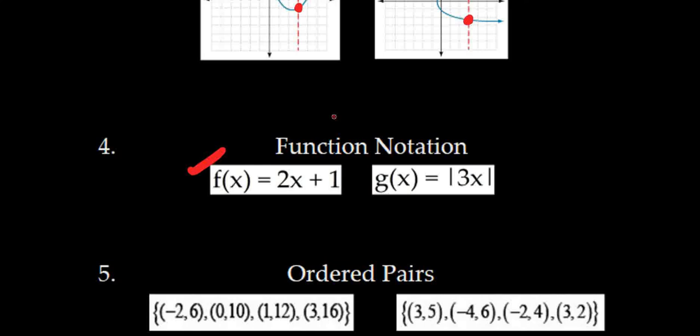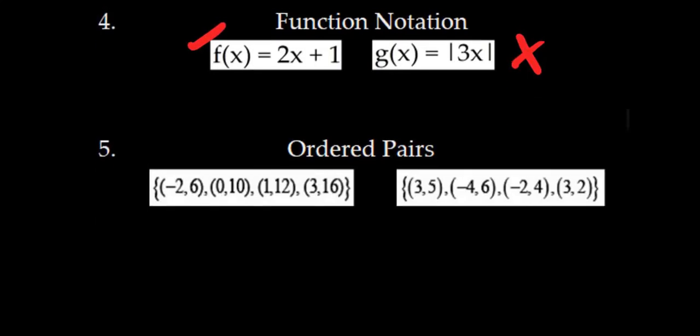Let's look at the second example. g of x is equal to the absolute value of 3x. Because an absolute value has both negative and positive values, it means that if you plug in any value of x into this function, it will lead to two different outputs. Therefore, g of x equals the absolute value of 3x is not a function.